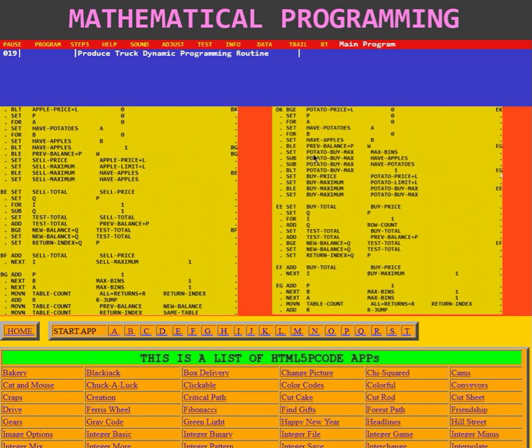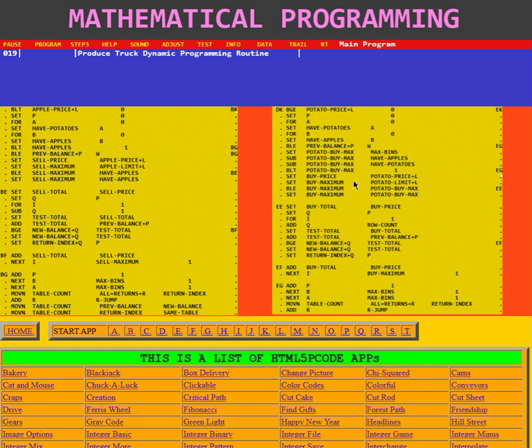Otherwise, we come up here, and we set the potato buy maximum to the maximum number of bins, which is 14. Then we subtract for how many apples we have. We have some bins of apples on the truck, so we can't really buy 14 more, but 14 less the number of apple bins we have on the truck. We also subtract the number of potato bins we already have on the truck. Then we say if that maximum is less than 1, well, we can't buy any potatoes, can we? So it's going to go to EG. Our truck is full already.